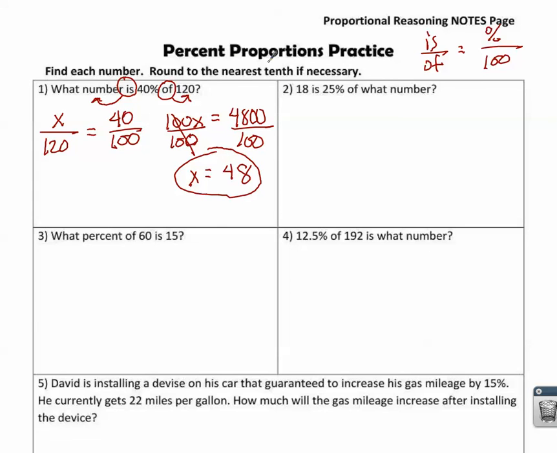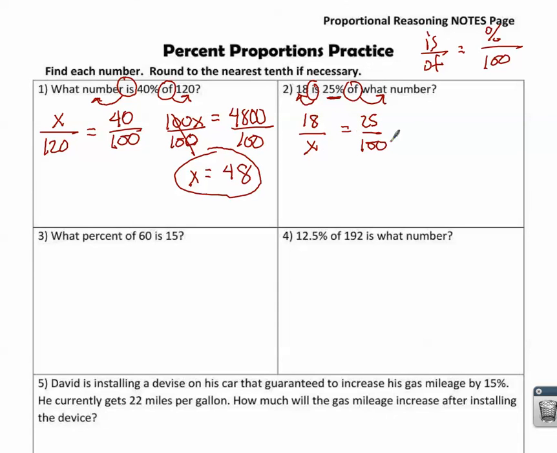Let's look at the next problem. 18 is, so you're going to put that right here in your numerator, 25%, so that's your percent, of what number? So you don't know what number, so your of is going to be x. So 18 is, you have your 25% of what number? So your what number is represented with an x.